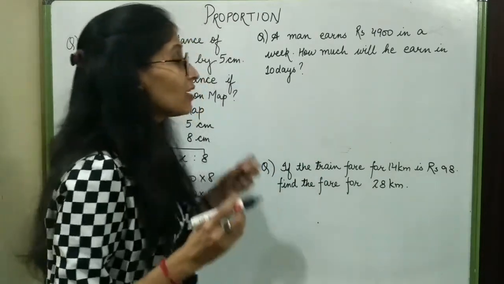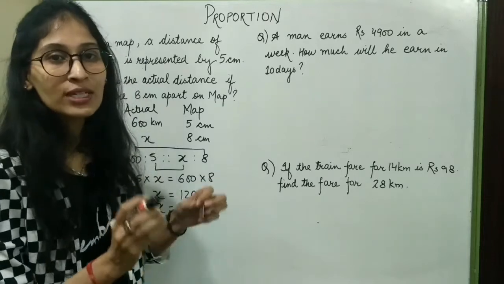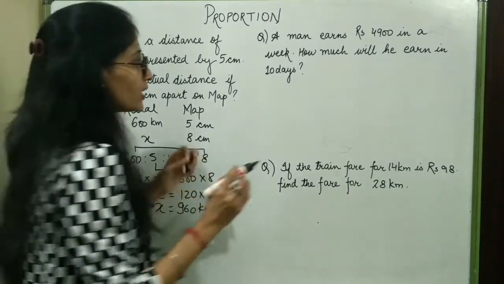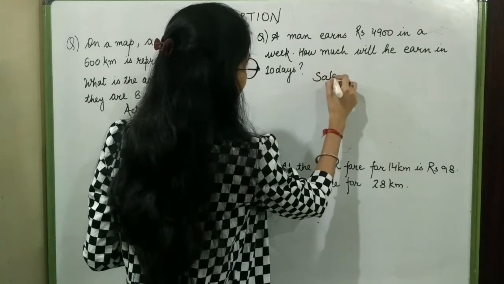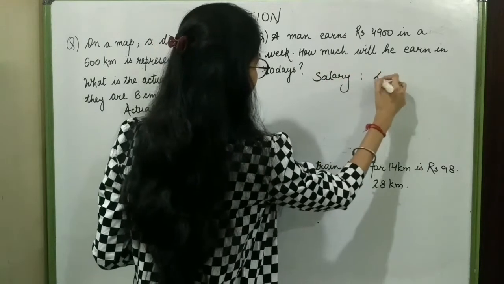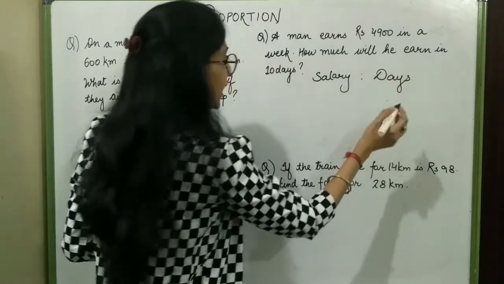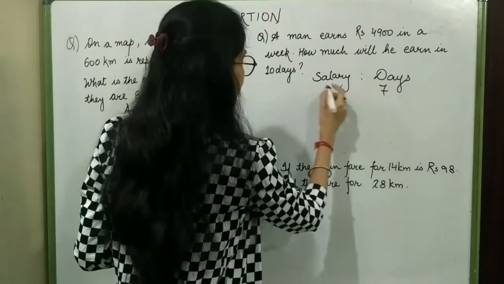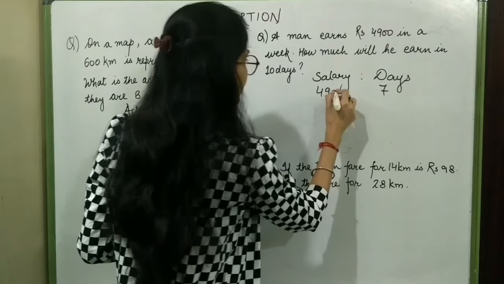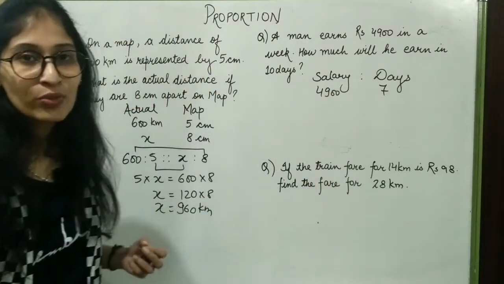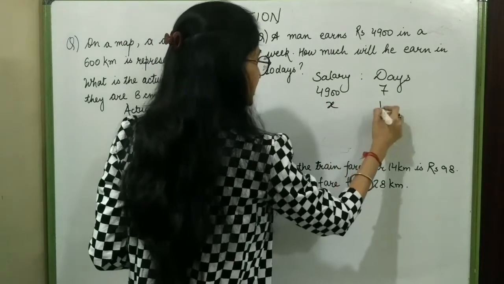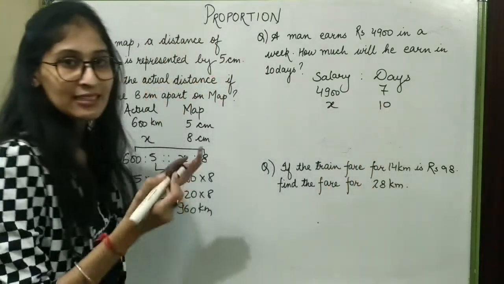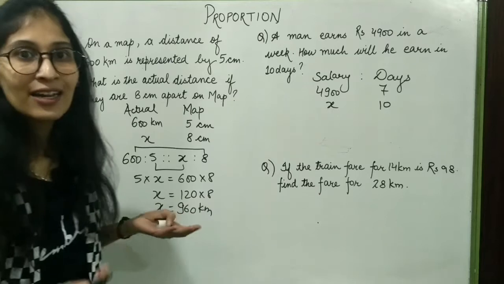Next question is, a man earns rupees 4900 in a week. So it is the proportion between the salary and days. When he worked for 7 days, he earned 4900 rupees. How much will he earn for 10 days? Let us assume x rupees. Again, salaries and days, they are in proportion.